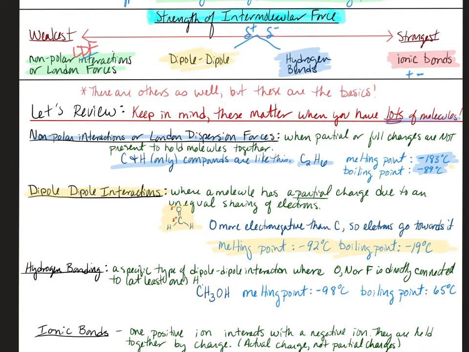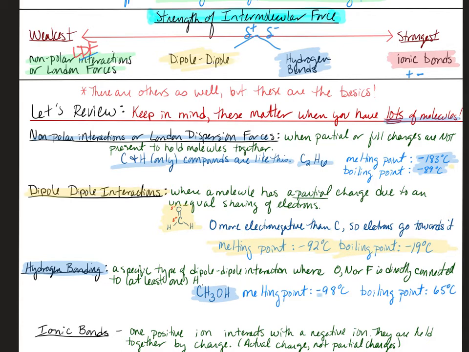Next, we have hydrogen bonding. Now, hydrogen bonding is really just a dipole-dipole bond, but it's a special kind of dipole-dipole bond. So if we talk about methanol, CH3OH, this guy also has a partial negative charge at oxygen and a partial positive charge at both hydrogen and carbon. I'll let you all build that one.